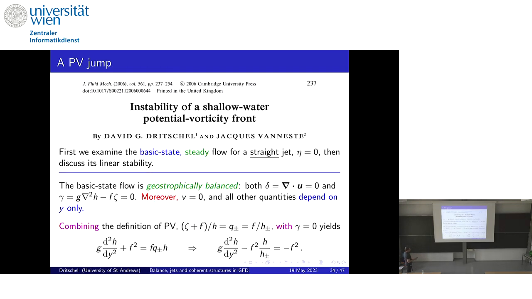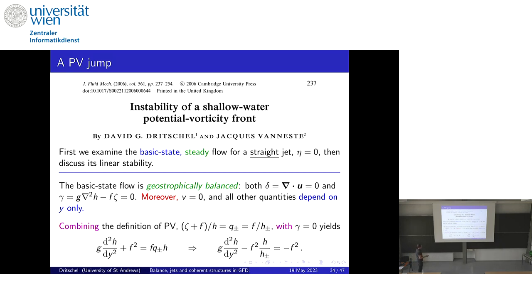Okay, so Jacques Van Est and I looked at this back in JFM sometime, where we looked at the stability of a basic state steady flow of a straight jet with no perturbation, and then we looked at its linear stability. I'm not going to go through linear stability, so please do not fear, because that would be horrible. I can tell you it's not an easy problem. The quasi-geostrophic case is simple, but not the shallow water case. But it turns out the shallow water case is boring, which is nice, because it actually turns out to be stable for all reasonably realistic parameters you'd ever want to know.